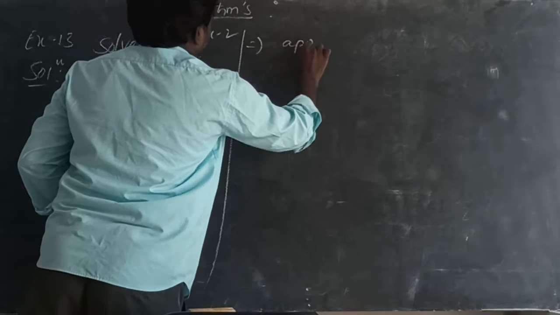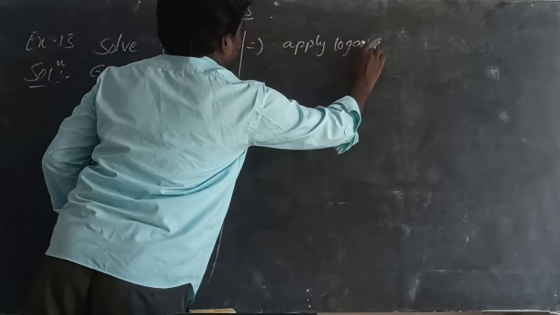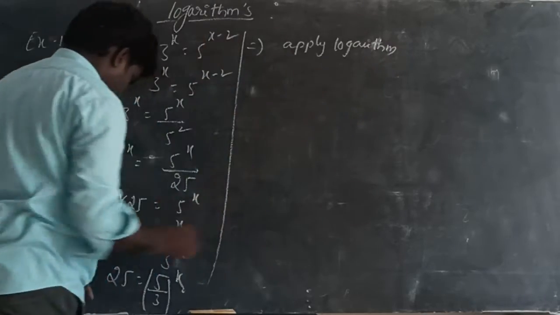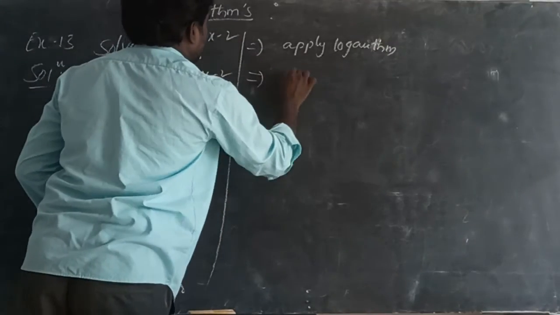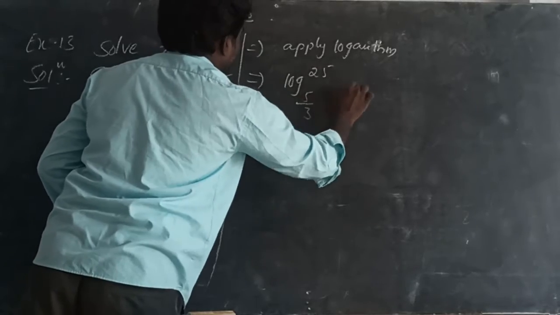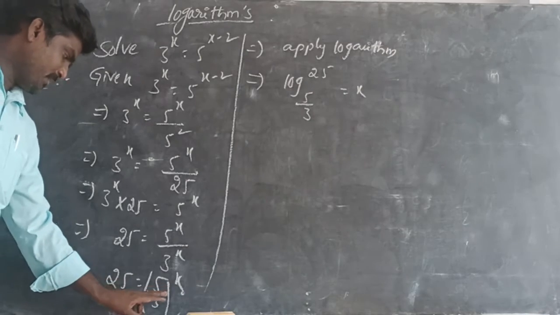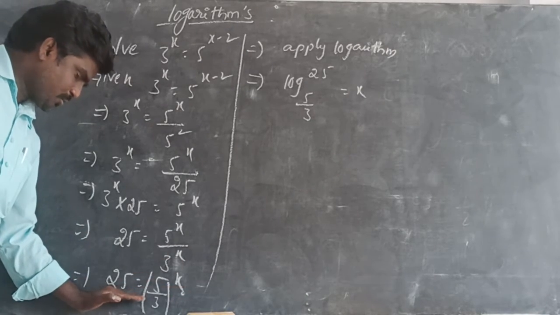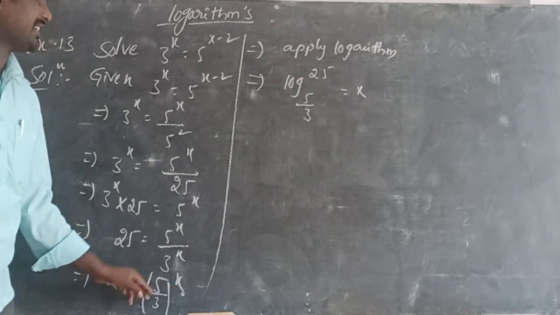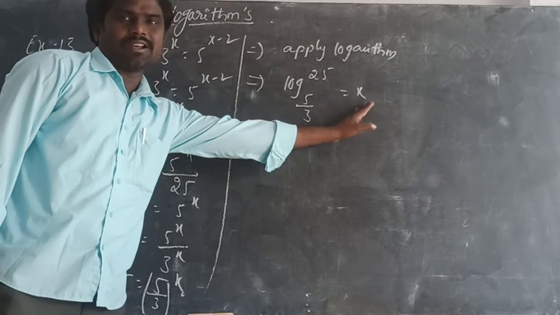Apply logarithm. What can you get here? Log 25 base 5 by 3 is equal to x. So 25 is equal to (5 by 3) whole power x. For this exponent form, you can apply the logarithm. You can get log 25 base 5 by 3 is equal to x.